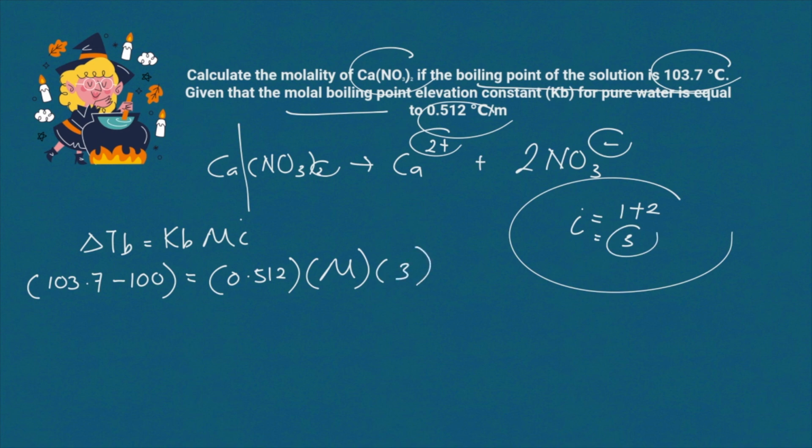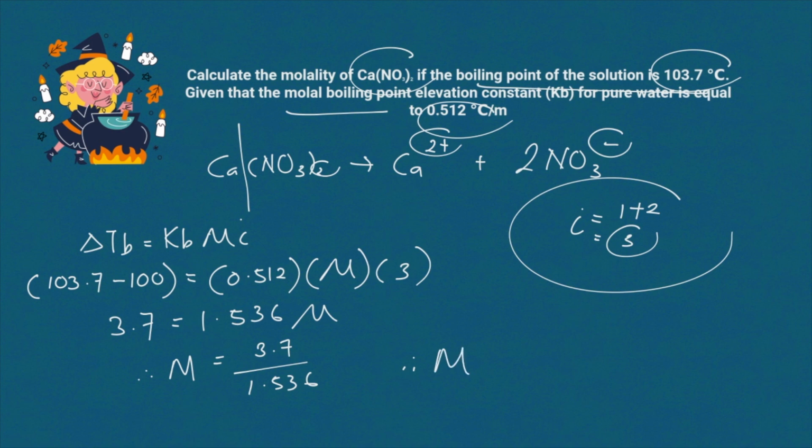So from here you get 3.7 is equivalent to 1.536 times the molality. Therefore, to calculate the molality, it is equivalent to 3.7 divided by 1.536. Hence, your molality should be equivalent to 2.4089 molar. So this is the final answer for question 4B.